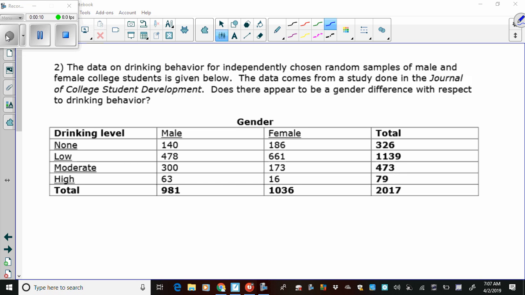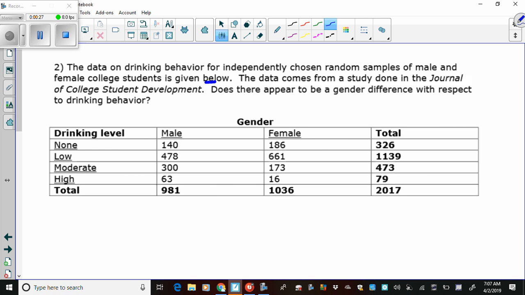It says the data on drinking behavior for independently chosen random samples of male and female college students is given below. The data comes from a study done in the Journal of College Student Development, as there appear to be a gender difference with respect to drinking behavior.